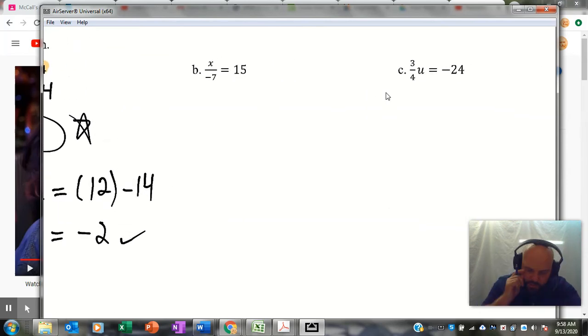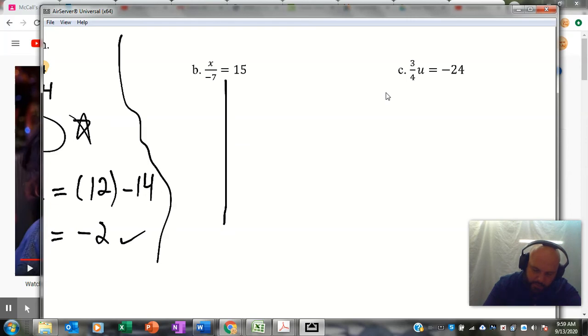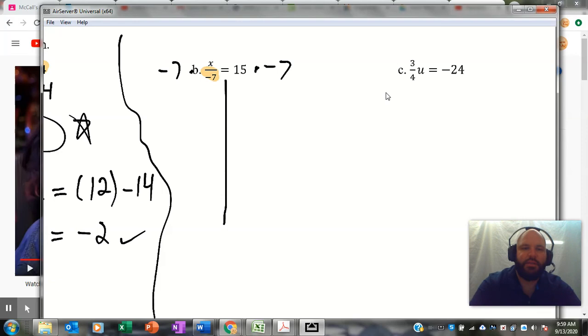All right, moving on to the next one. We have x divided by negative 7 equals 15. So for this one, we again need to take stock. What is happening to the variable? In this case, the variable is being divided by negative 7. And so your goal is always to undo what is happening to the variable. So we're going to multiply both sides by negative 7. And you can see I'm marking times negative 7 on both sides. That step needs to be shown in your work, that what you're doing to both sides of the equation.